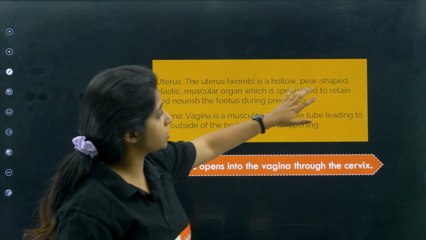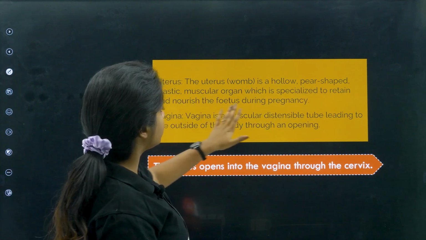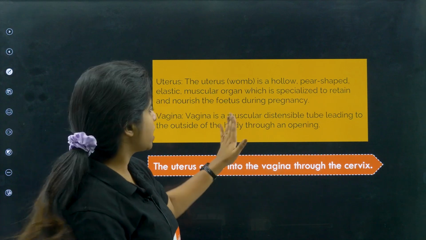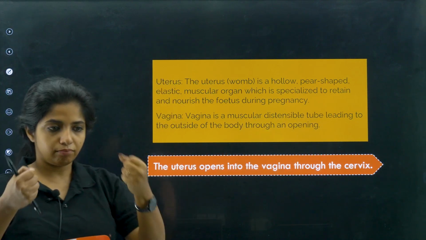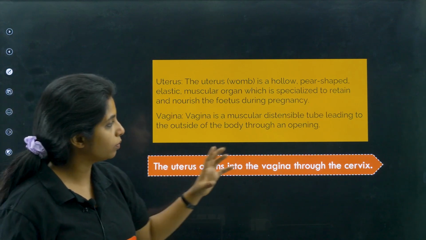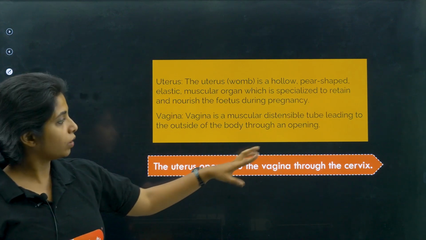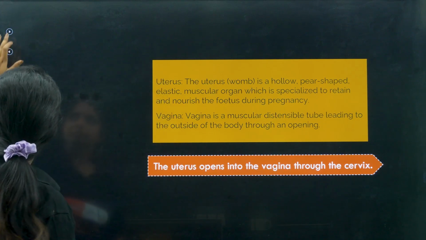Now, what is the uterus? The uterus is a hollow, pear-shaped, elastic muscular organ which is specialized to retain and nourish the fetus during pregnancy. What is the vagina? The vagina is again a muscular, distensible tube. It is kind of elastic and movable, leading to the outside of the body through an opening. Now, the uterus opens into the vagina through the cervix.